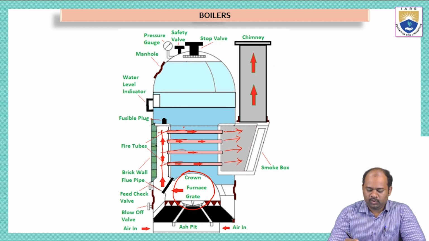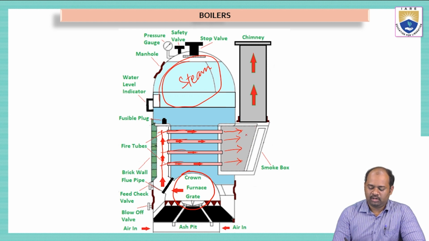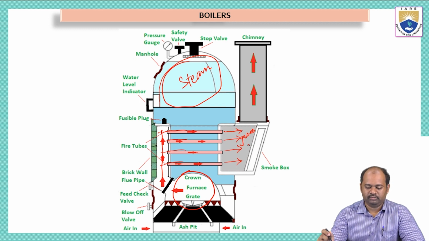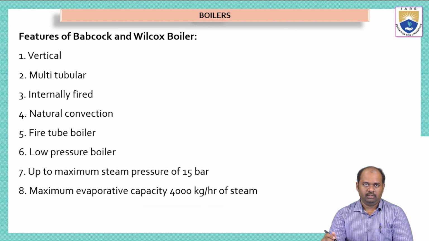Now, whatever steam is generated is collected in this area. This is where the steam is collected. So the steam can be used for any other applications. Okay. So this is the function, and whatever hot gases are there, these gases are collected in the smoke box. After filtration, they will be led into the atmosphere. So this is the working of a simple vertical boiler.